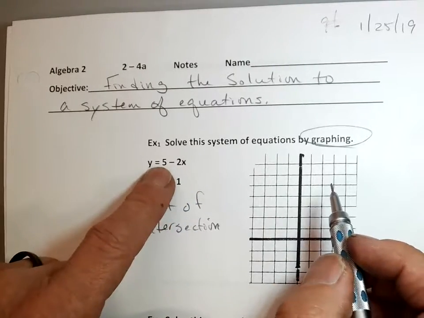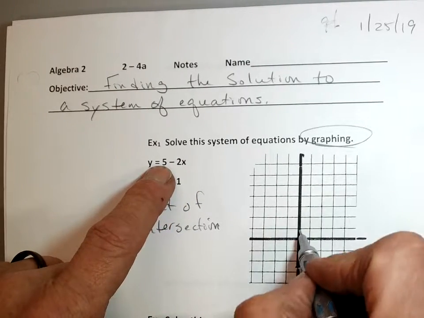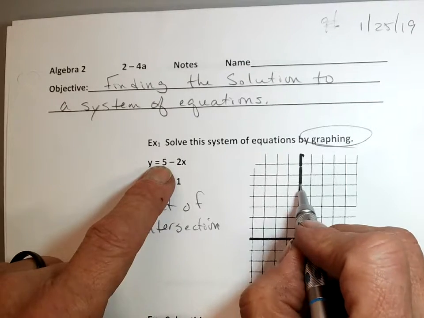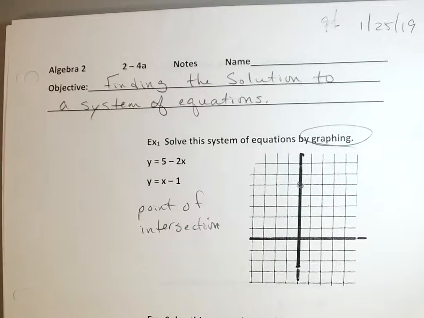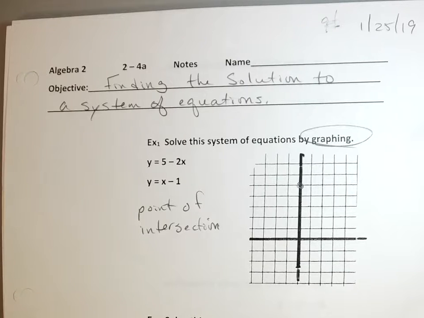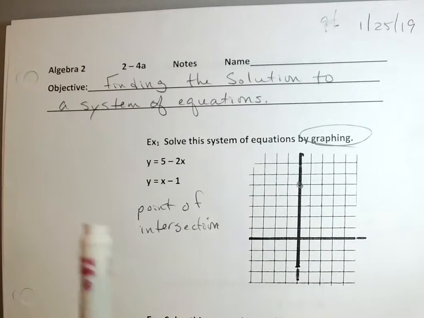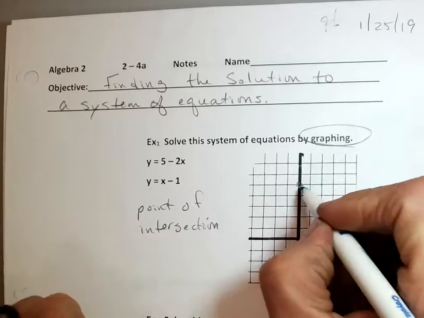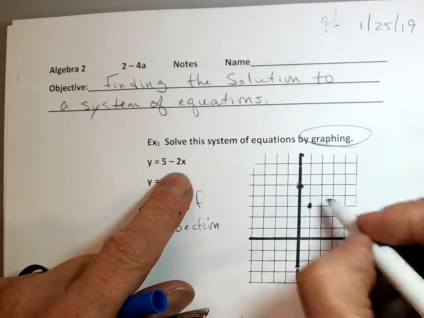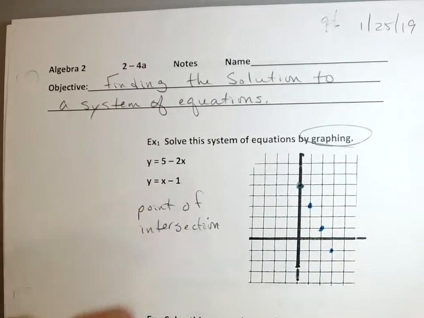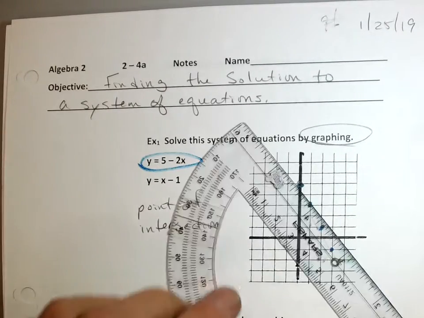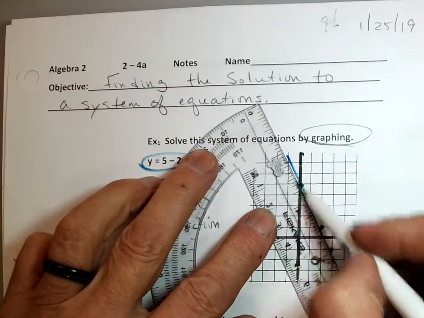So, first equation, start at 5, right? Y-intercept of 1, 2, 3, 4, 5. Let me get a different color. I like colors. Colors are always nice. Okay. Different color. There we go. That'll work. So I'm going to start at 5. I'm going to go down 2 over 1, down 2 over 1, down 2 over 1. So my first line looks like this.